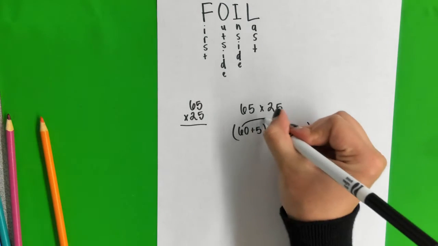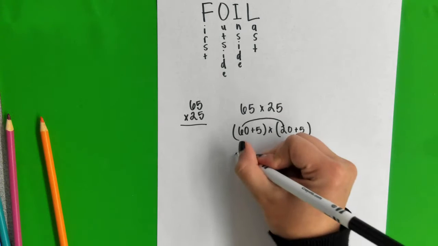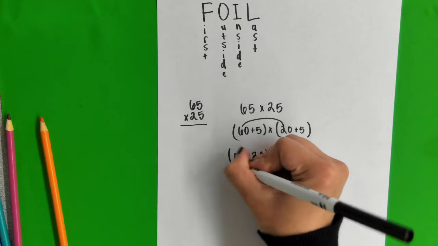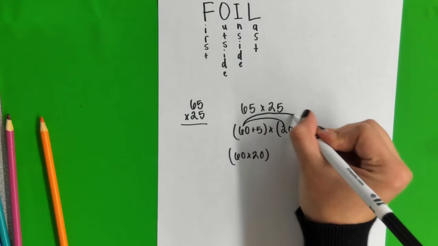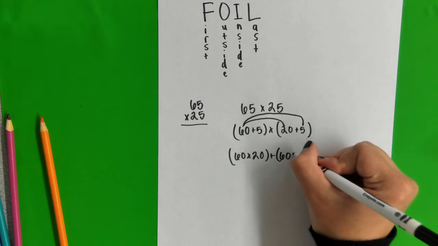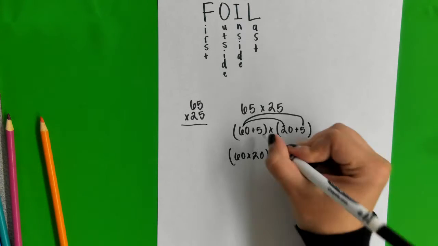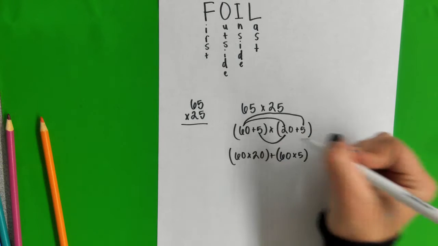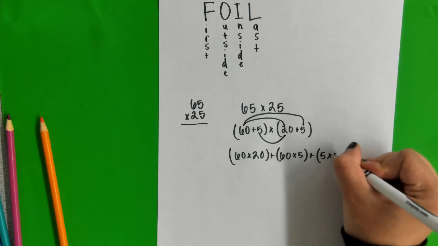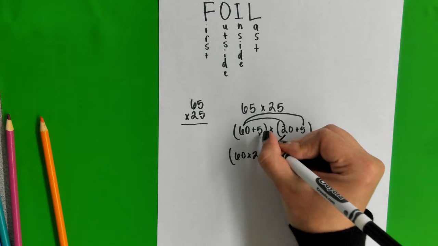First numbers, 60 times 20. Outside numbers, 60 and 5. Inside numbers, and my last numbers.